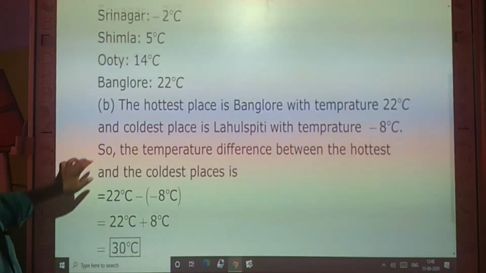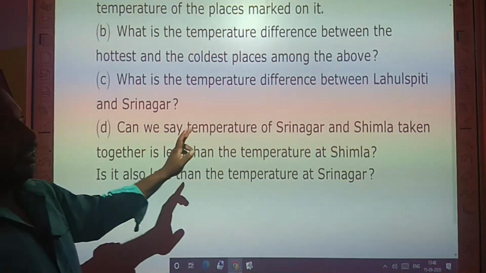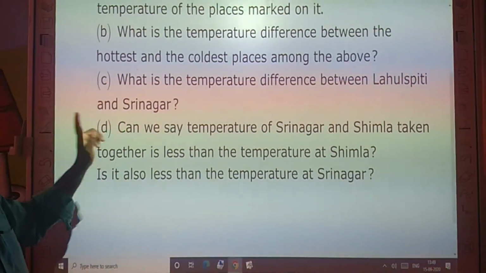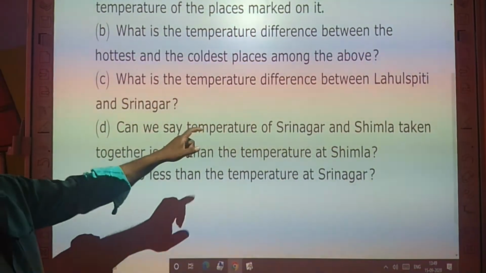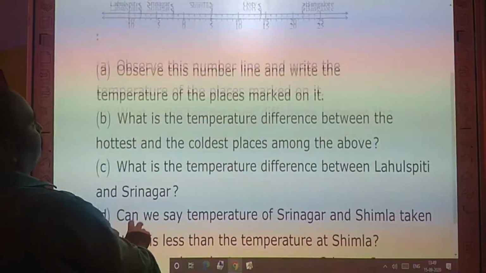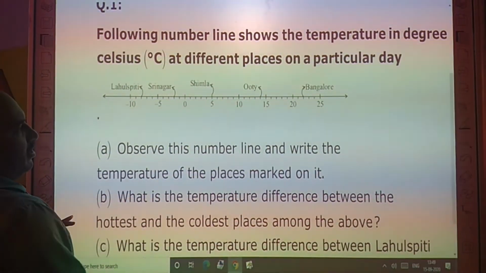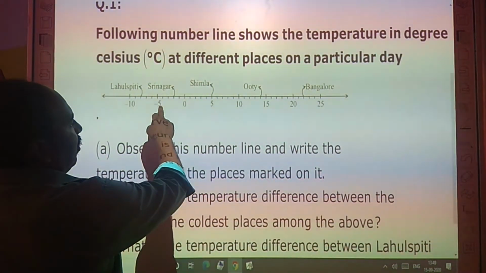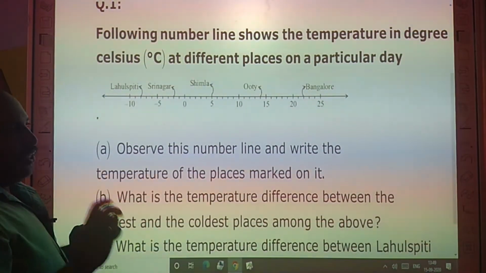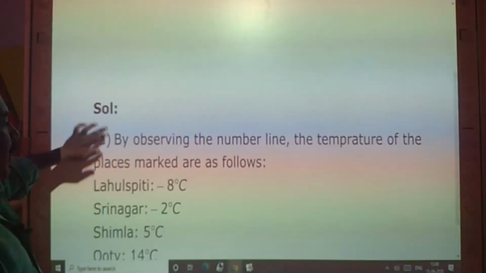The next one, C part. What is the temperature difference between Lahore Spiti and Srinagar? Listen here. Lahore Spiti is minus 8 degrees Celsius and Srinagar is minus 2 degrees Celsius.